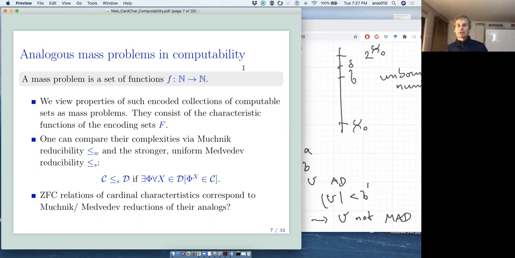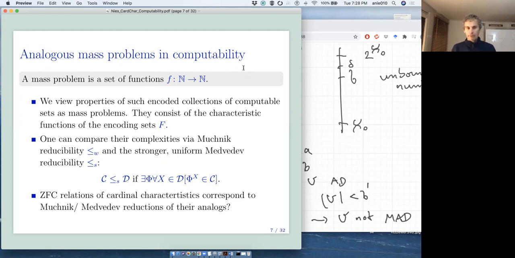And now we view properties of our encoded collections as mass problems by simply looking at the characteristic functions of the encoding sets. Given that there are mass problems, we have the usual Muchnik and stronger uniform Medvedev reducibility at our disposal. Recall C is strongly or Medvedev below D if there's a single Turing functional phi that for each element of D produces an element of C.